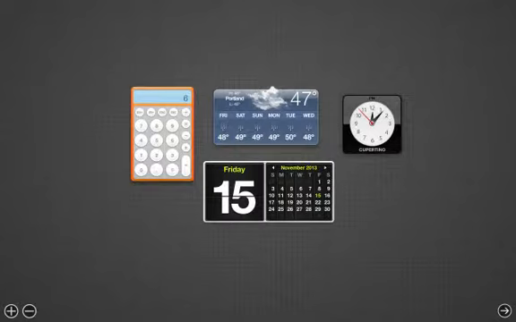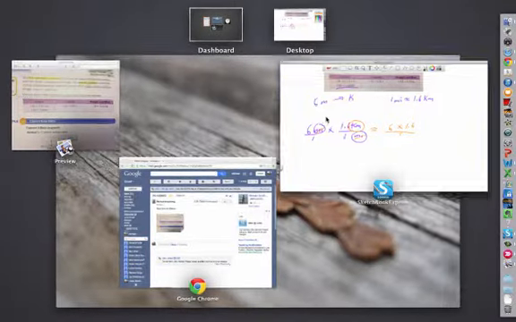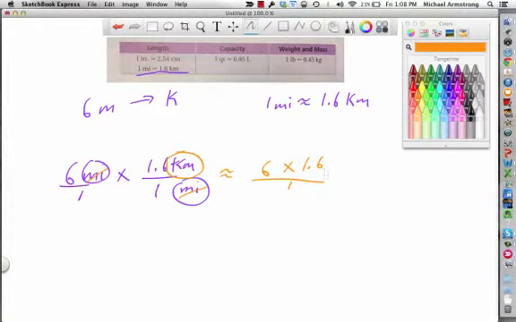6 times 1.6 is 9.6. I just have to remember that. So it's about 9.6 kilometers, because kilometers is what I have left.